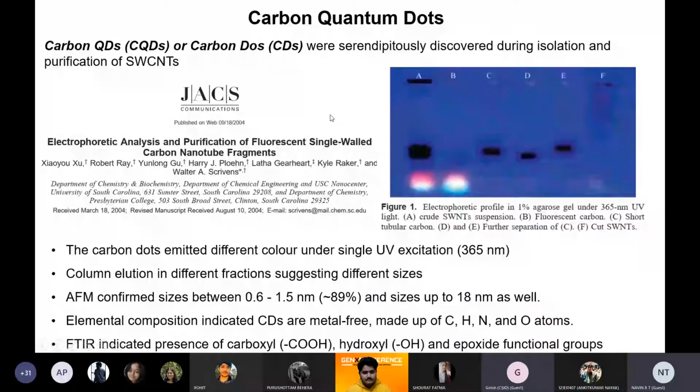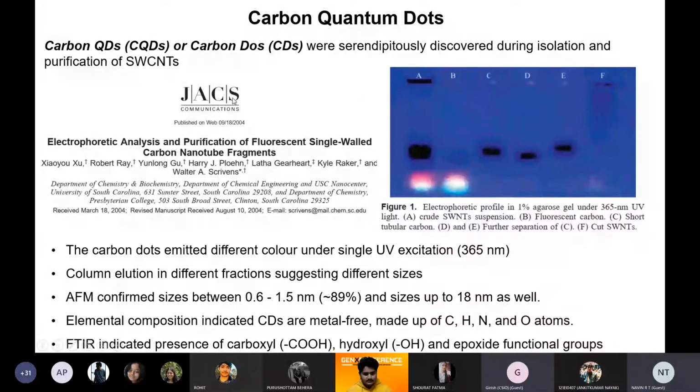Coming to carbon dots, which are also called carbon quantum dots. In this talk, I will be using them interchangeably. So whenever I say carbon quantum dots or carbon dots, please consider them as equivalent. This should be carbon dots. I'm sorry, there is a spelling mistake.